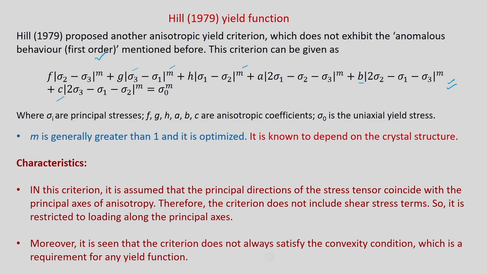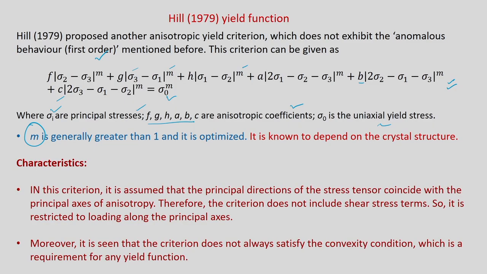One advantage here is that only principal stresses are allowed, where sigma i are principal stresses, and f, g, h, a, b, c are anisotropic coefficients, and sigma naught as usual is the uniaxial yield stress. This is a modification Hill has done, and here there is one parameter called M. This M is generally greater than 1, and its value depends on the crystal structure of the material. Remember BCC, HCP, FCC: depending on that crystal structure, this M value is going to change, and is generally greater than 1. Sometimes people do some optimization to get this value for a particular material.